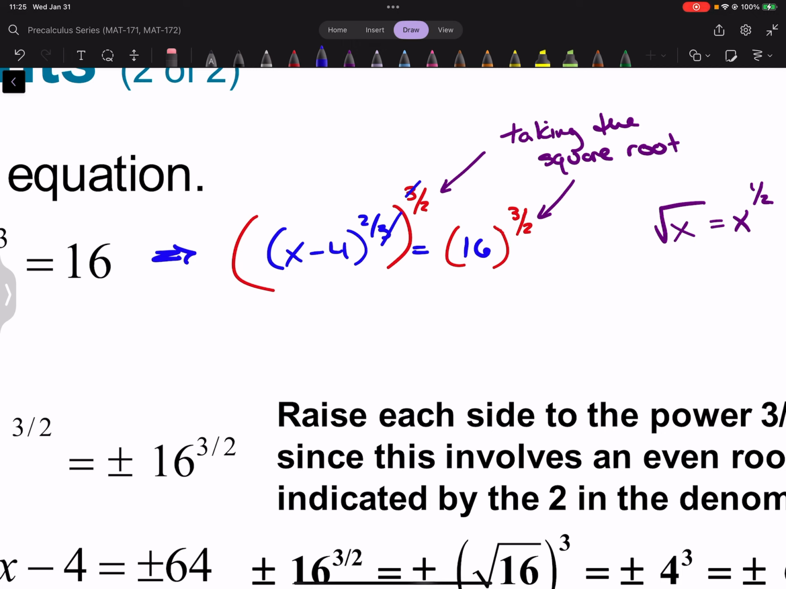So we cancel out on the left-hand side, and we end up with x minus 4 equals, now we're going to add a plus or minus, and this is going to be 16 to the power of 3/2. So pretty much you're taking the square root of 16, which is 4, and then you're raising 4 to the 3rd power. Square root of 16 is 4. 4 to the 3rd power, well, I know 4 times 4 is 16. 16 times 4 is 64. Let me double check. Yes, 16 times 4 is 64.